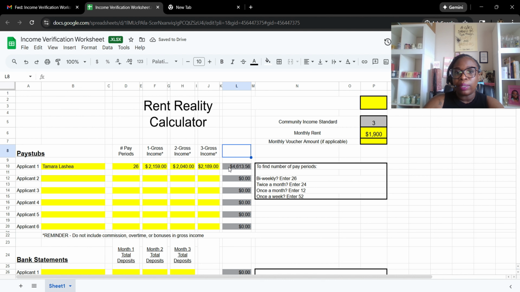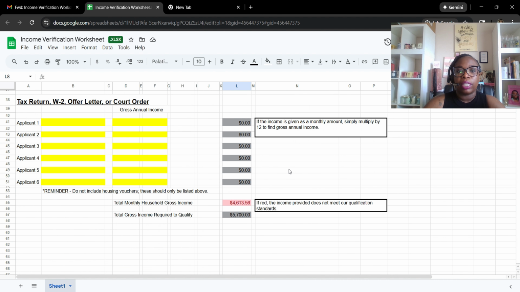When this populates here, this amount will be our monthly income. The apartment is $1,900 a month, and the apartment community or the landlords are requiring us to make three times the rent. How do we know if we can afford it? We're going to scroll down.